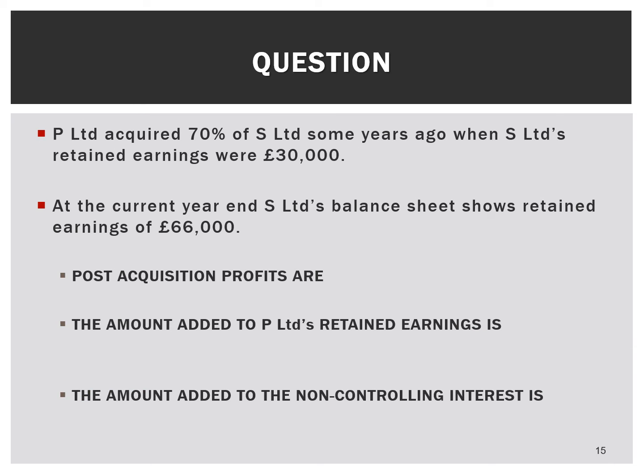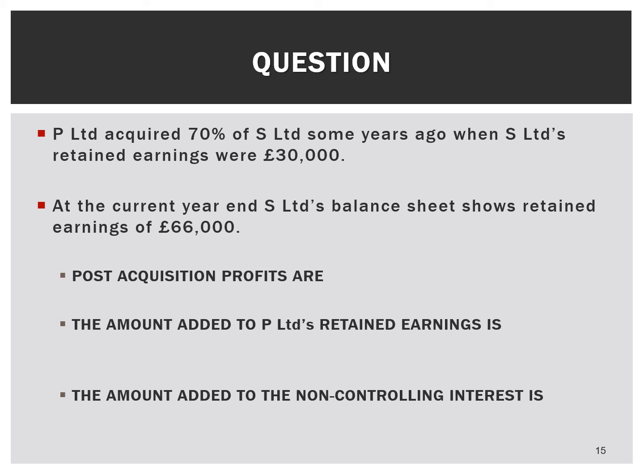So just have a quick look at this question. P Limited, that's the parent company, has purchased 70% of the subsidiary some time ago. At the time of purchase, the retained earnings in S Limited were £30,000, and at the current year end, S Limited's balance sheet shows retained earnings of £66,000.